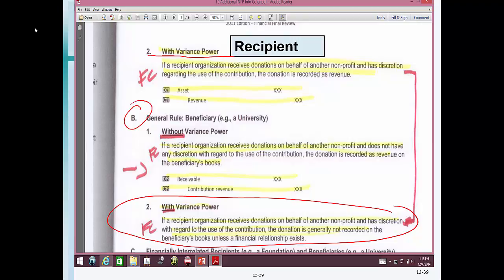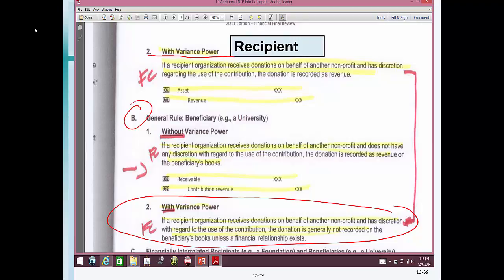And some of the literature is a little sloppy in that they just call it revenue because they're saying, well, they raised this money and now it's a revenue. They should have put here what? Contribution. That's more specifically called a contribution. But again, in the with variance power situation, the recipient does what? Recipient debits cash, credits contribution.